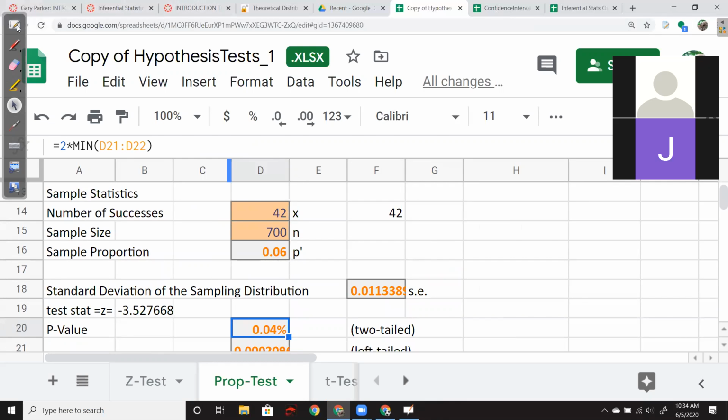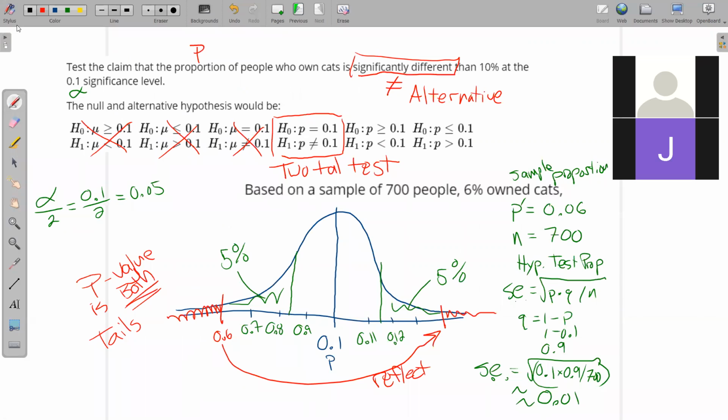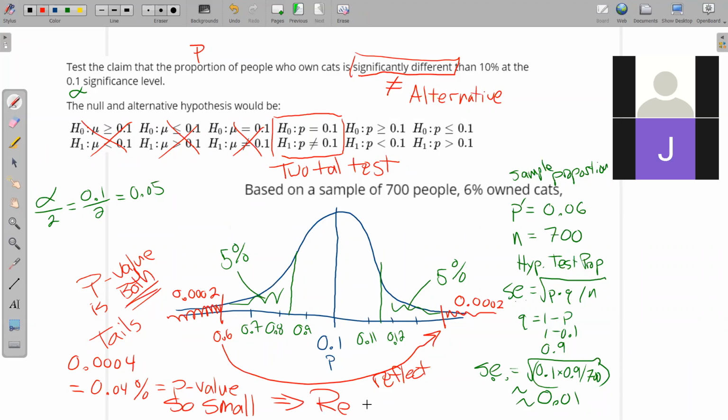Okay, so back to my sketch. And so we'll write up a conclusion here too, because that's good practice. So my p-value, both tails, so this tail had a probability of 0.0002-ish, and this tail then has to be 0.0002. So altogether, the p-value is 0.0004, which comes out to be, changing that to a percent, 0.04%. That is again this p-value. And because it is so small, that implies we reject the null.